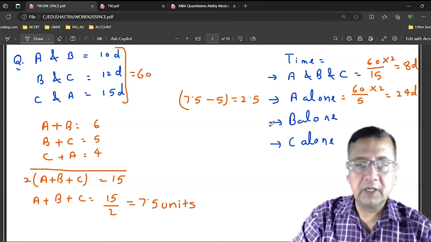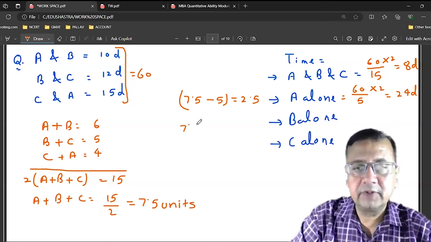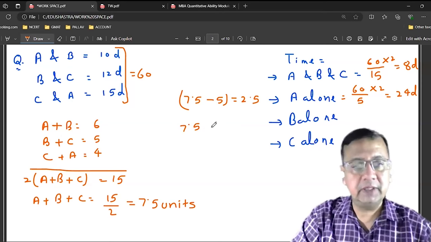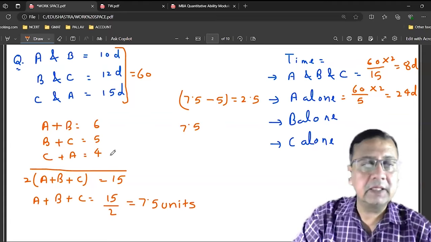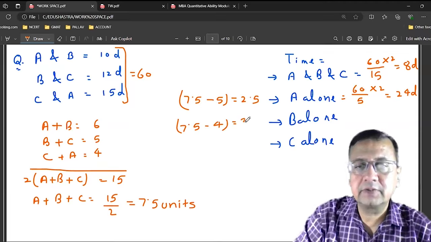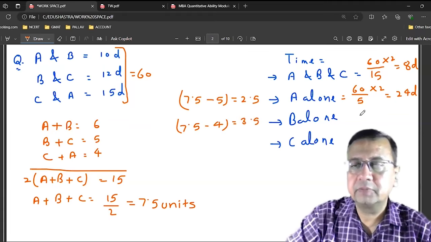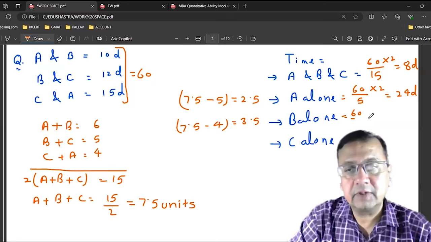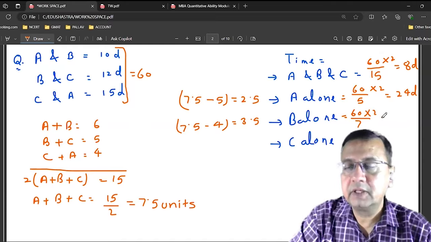Same for B alone. So what is 7.5? The efficiency of all three. You want B, so subtract A and C, and A and C, third equation, is 4. Subtract this. Okay, and this is 3.5. So B alone is 60 divided by 3.5, which is nothing but 7 by 2. Right? So this is 120 by 7 days.